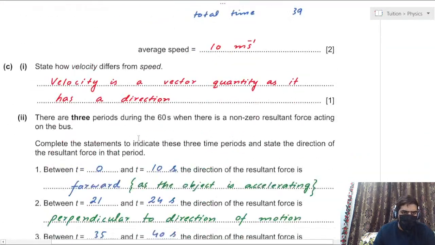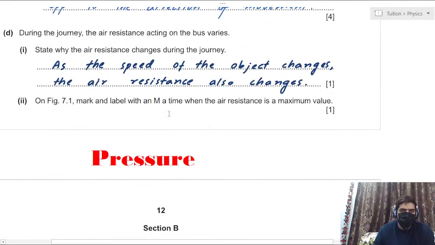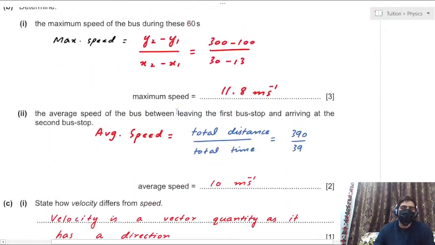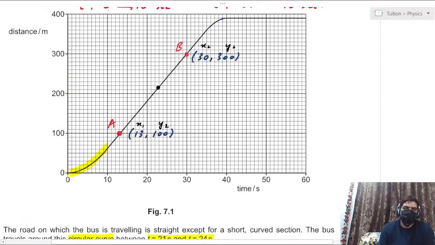And how do we have to mark it? Mark and label with an M. You can call that point, the black dot, M. So this is a point where air resistance would be maximum. Once again, this is not a single unique point. Basically you can mark anywhere in the range of 10 to 30 seconds. In this range you can mark the point M anywhere.